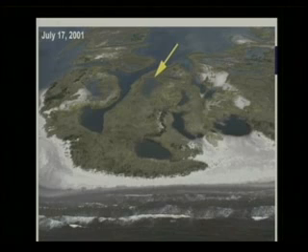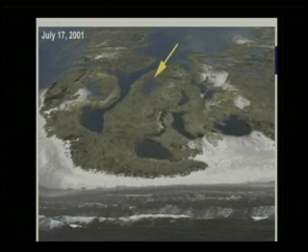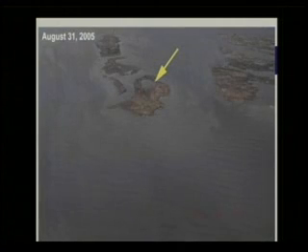This is the Chandeleur Islands in 2001. Note the arrow for reference. And this is August 31st, 2005. Same Chandeleur Islands. Note how much is gone. Let's do that again. Before Katrina, after Katrina. Huge, huge problem.